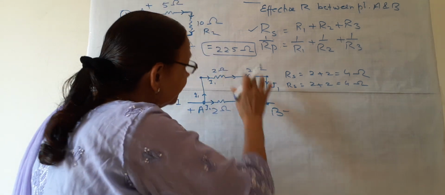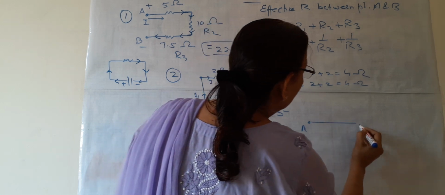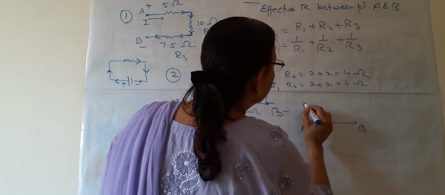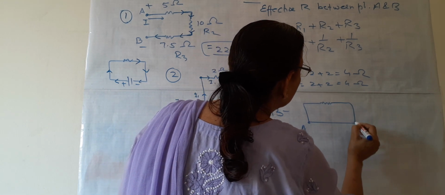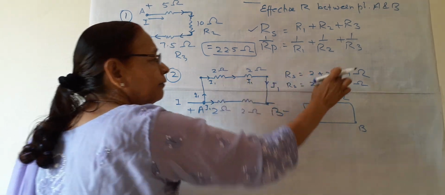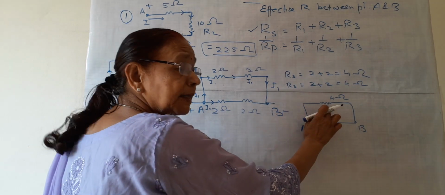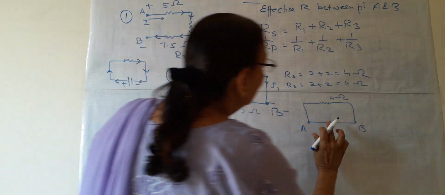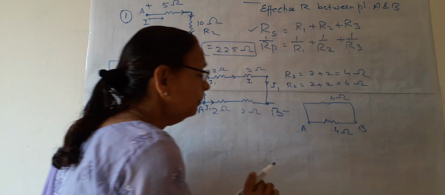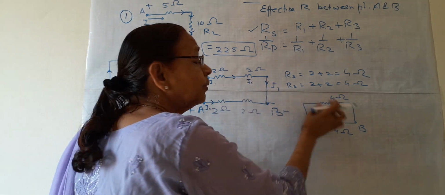Now we can redraw this circuit. This is A, this is B. These two we can replace by a single resistor of 4 ohm, because together they are 4 ohm. Here also we can replace them by a single resistor which is 4 ohm. So these two are now 4 ohm, and these two are now 4 ohm.